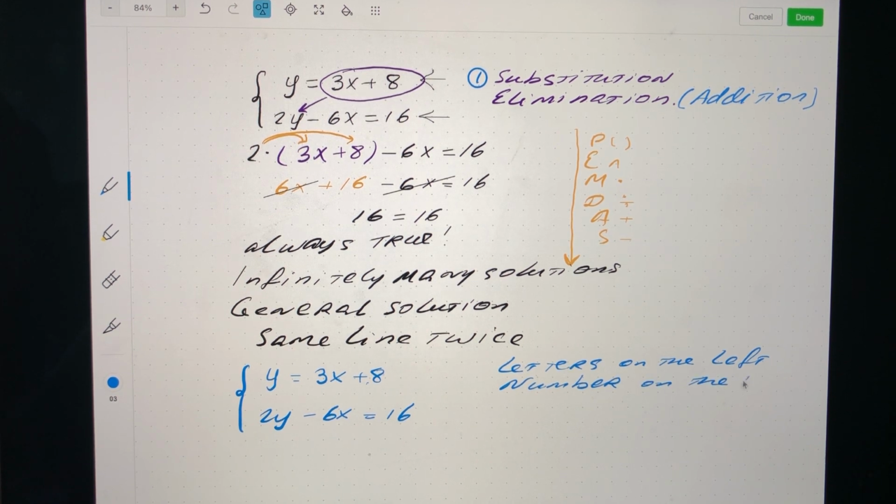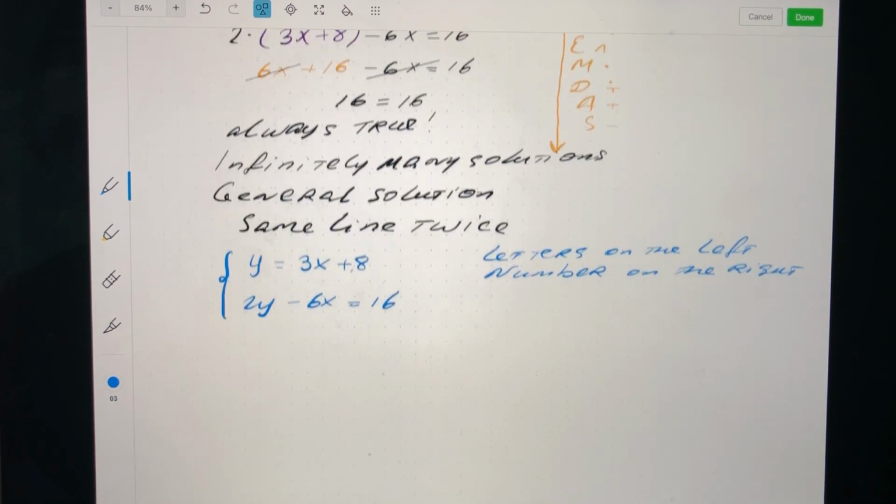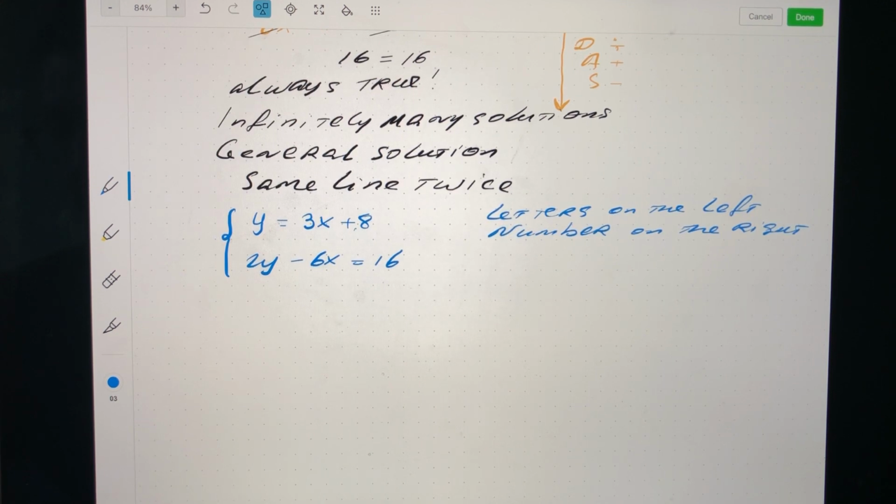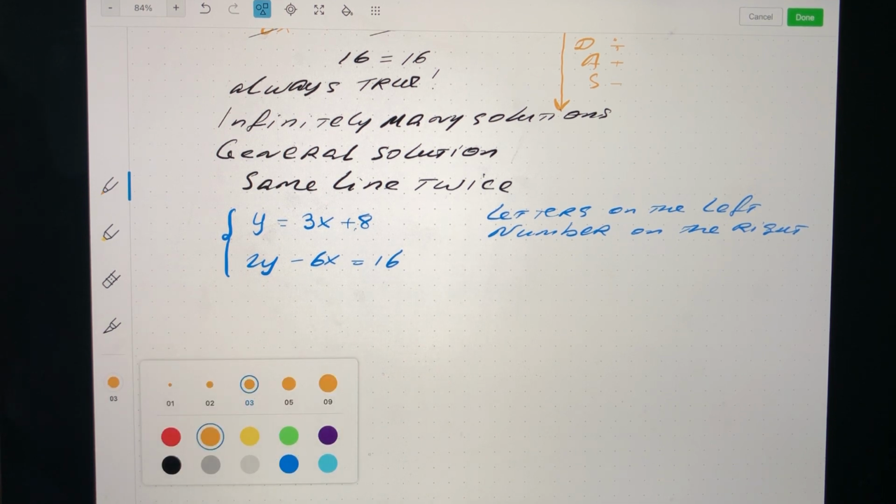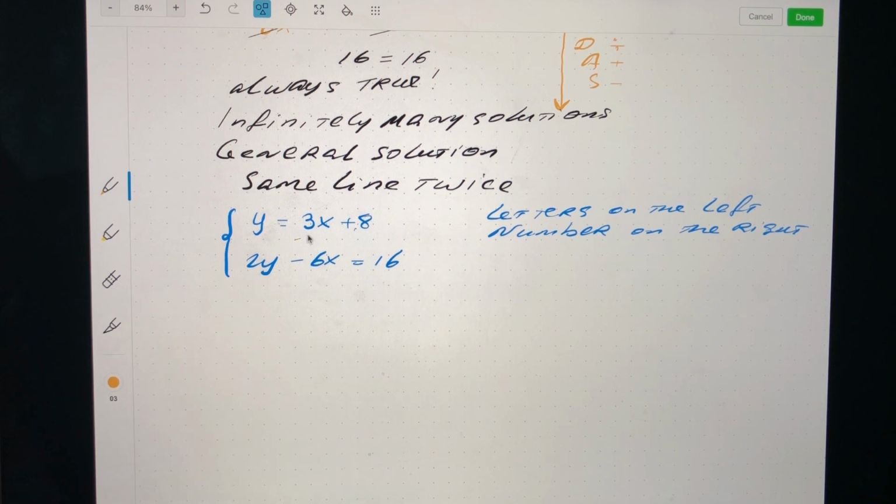And since we are going to add, we align like terms under each other. So the x's under the x's, the y's under the y's. So for the first equation, that means the 3x has to go on the left. And to cancel 3x, we need to minus it from both sides. And that makes negative 3x plus y is 8.